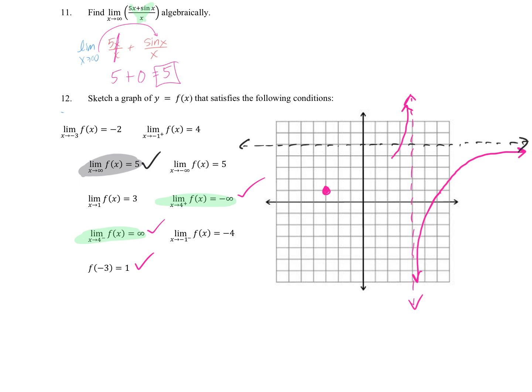Now we've got to go build in some other stuff. As x approaches -3 from both sides, my limit has to go to -2. So as I approach -3, my fingers need to come together at -2. I'm going to put a hole there because I already have a point when x is -3. They both could not be filled in there because then it wouldn't be a function. But this part right here is me satisfying this.